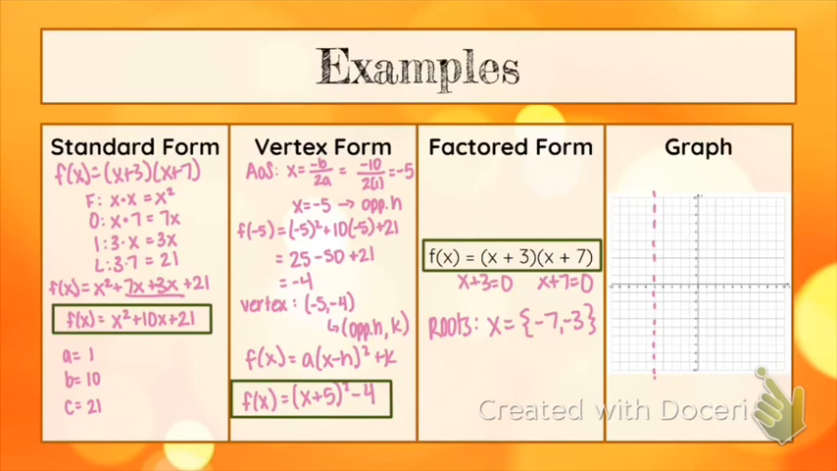All right, the vertex is -5, -4. That's right here. Then our solutions, or our roots, or anything you want to call them, are at -7 and at -3. And that is all the information that we need to know to graph the general shape of our parabola.